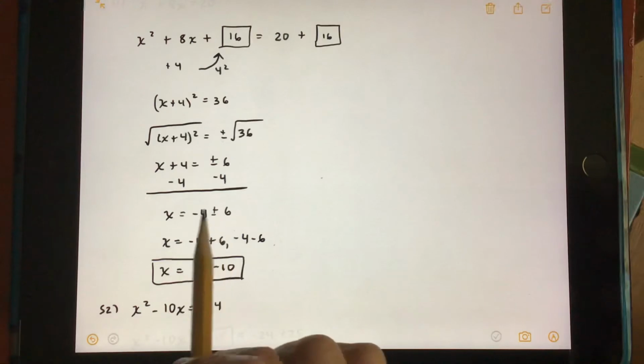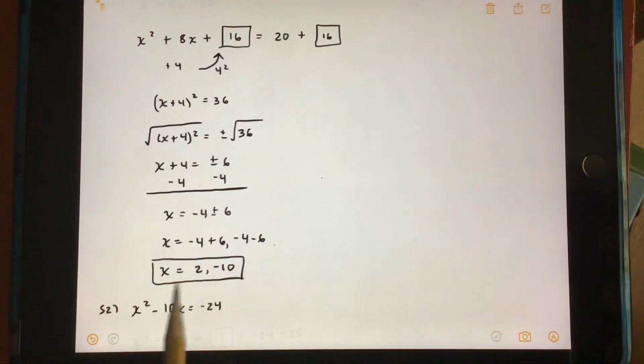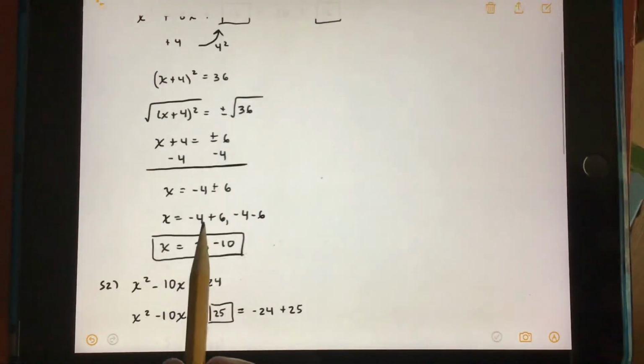Then we're going to pull this apart, of course, into the two expressions it means. It means x is equal to negative 4 plus 6. It also means negative 4 minus 6. And then we'll work out both of those values. Negative 4 plus 6 is 2. Negative 4 minus 6 is negative 10. And then we have the two values of x, and we arrived at those solutions by completing the square. So x is 2 or negative 10.